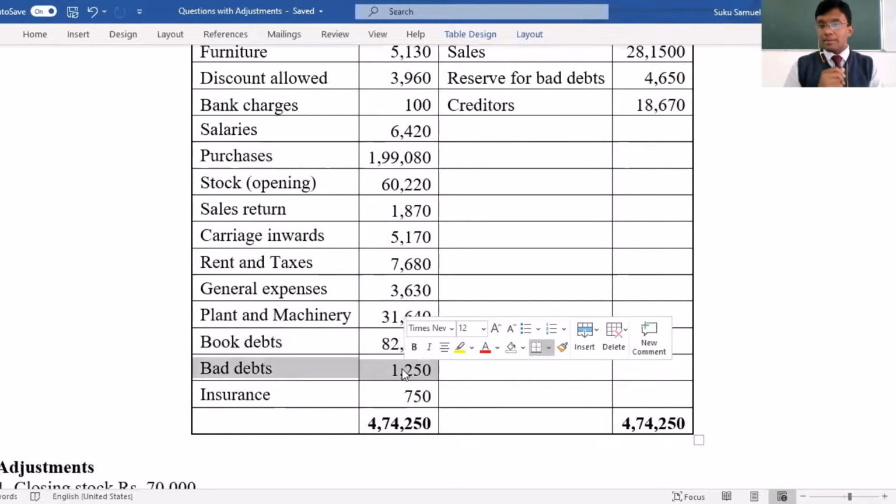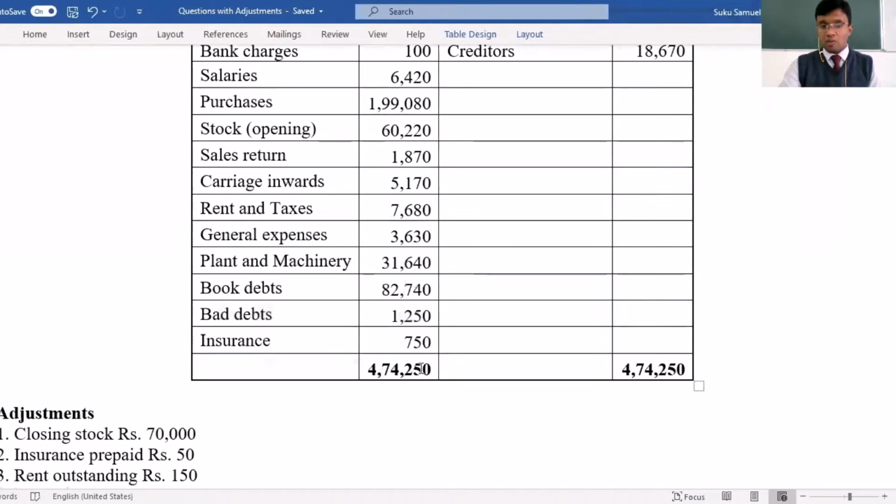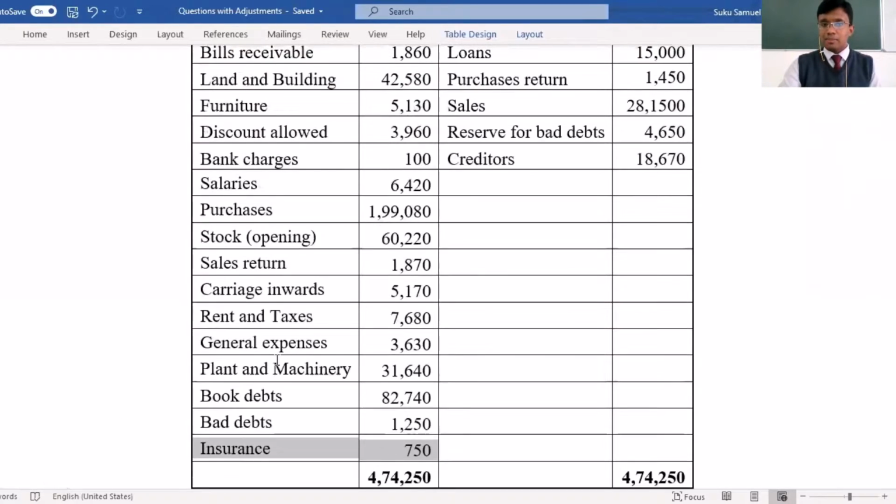Bad debts. What are bad debts? Bad debts are a portion of your debtors who are refusing to pay the money back. So bad debts is an indirect expense. This will go into your profit and loss account. Insurance, indirect expense, profit and loss account.